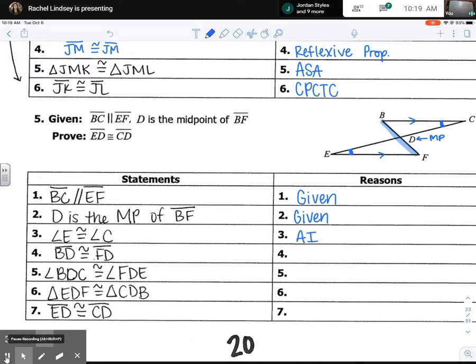So what was the alternate exterior? It's possible on these kinds of proofs, but probably won't. So we can just put AI, either AI or corresponding when they're parallel lines, most of the time. Okay, so then it says BD is congruent to FD. How would I know those two lines are congruent? Because they share a midpoint, so that's the definition of midpoint.